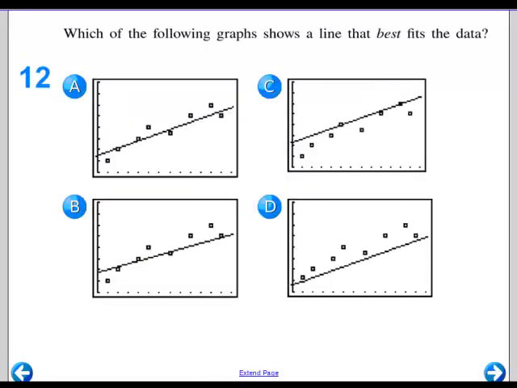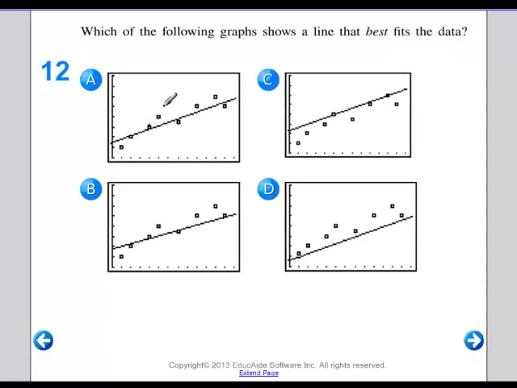Number 12, which of the following graphs shows a line that best fits the data? Same kind of problem, but here's even a little bit closer to being correct. So this looks good. I have 1, 2, 3, 4 above, and 1, 2, 3, 4 below. So that's really good.